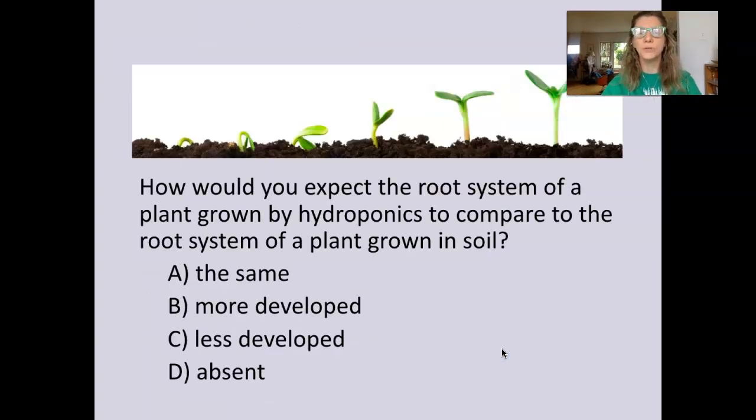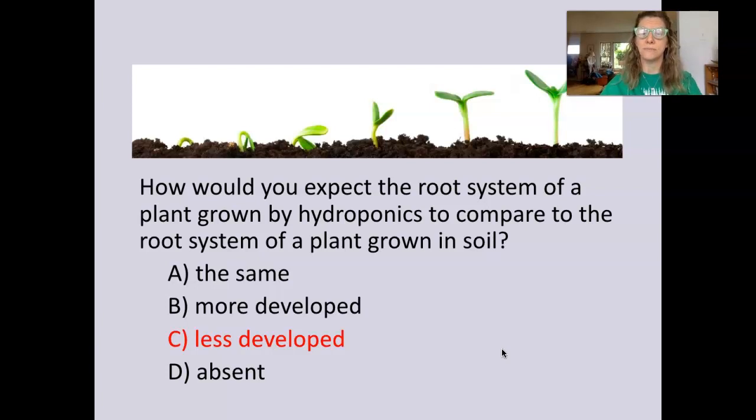How would you expect the root system of a plant grown by hydroponics to compare to a root system of a plant grown in soil? So think about that. So if it was grown in a hydroponic system, would you expect it to be the same, more developed, less developed, or absent?